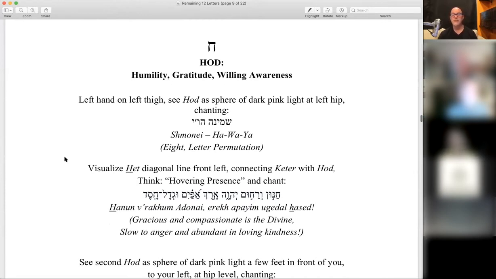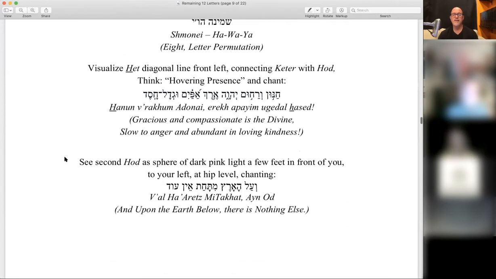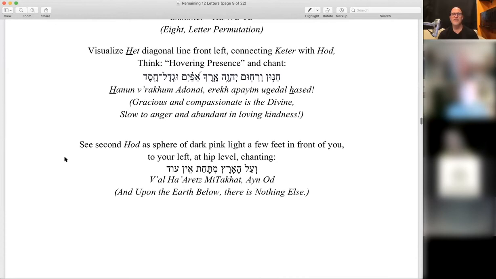Shmone. Shmone Hawaya. Visualizing the Chet, diagonal line from Keter above down to where the external Hod will be. The energy of hovering presence. Chanun. Chanun berachum Adonai erech apayim ugadal chesed. And finally visualizing the external Hod in front of you, hip level to your left.